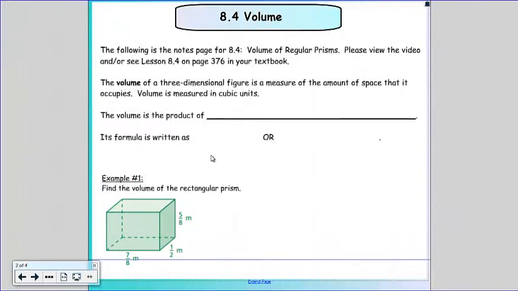This is the notes video for 8.4 Volume of Rectangular Prisms. The volume of a three-dimensional figure is a measure of the amount of space that it occupies. Volume is measured in cubic units.